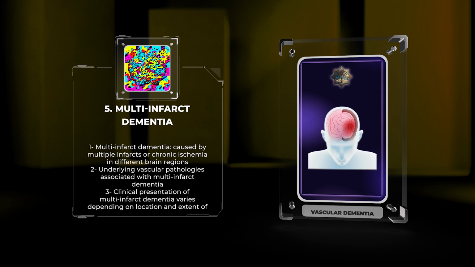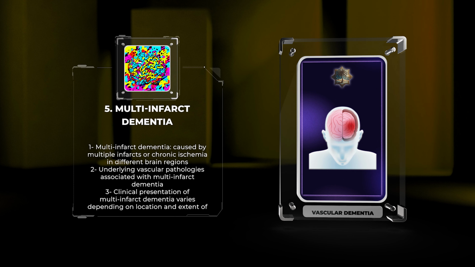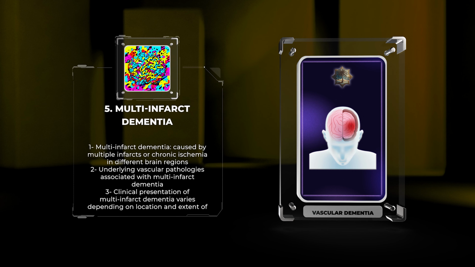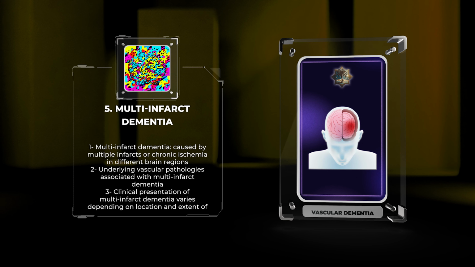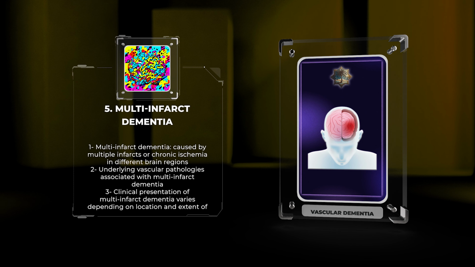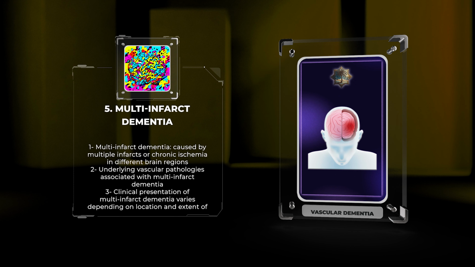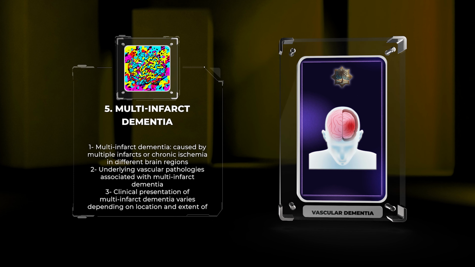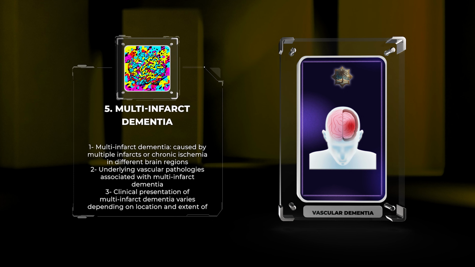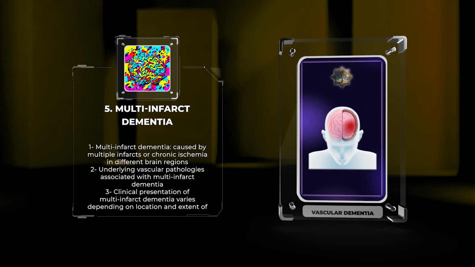The clinical presentation of multi-infarct dementia can vary depending on the location and extent of the infarcts. Common symptoms include cognitive deficits, memory impairment, executive dysfunction, and focal neurological signs. Early recognition and appropriate management of vascular risk factors are crucial in preventing or delaying the progression of multi-infarct dementia.